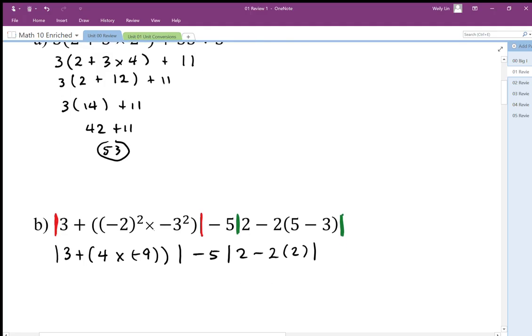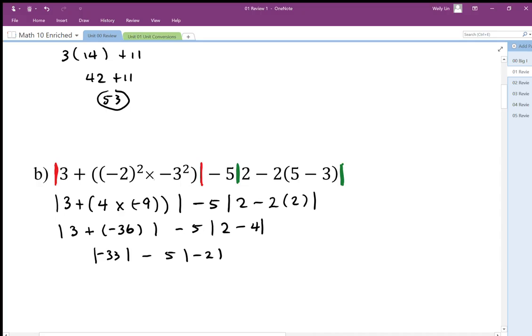Okay. So here inside the brackets again, we're going to do the multiplication first. So this is going to be -36. Okay, this is a big thing, is keeping track of your negatives as well. Okay, and all this order of operations is about keeping track, organizing your work so you can keep track of all the parts here. So this is -5. 2, we're going to do the multiplication first, so it becomes 2 minus 4. So this becomes -33, absolute value, -5, absolute value, -2.